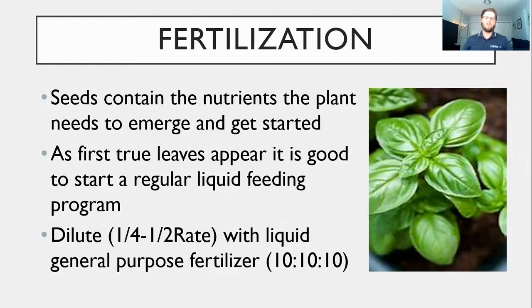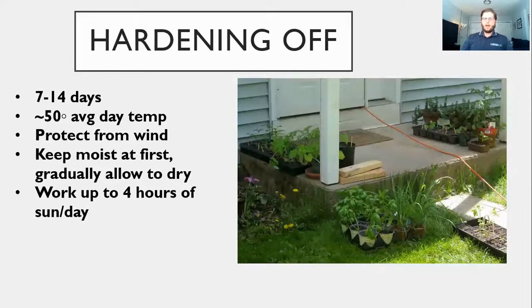But most of the time, what this comes down to is a dilute rate somewhere from 1/4 to half full strength with liquid general purpose fertilizer. So this would be our good old fashioned 10-10-10. You can use some things if you've made them yourself or you source them yourself. Fish emulsion, I know, is supposed to be quite good. It's nice and nitrogen heavy, even if it's a bit stinky, but if that's more in your practice, you could use it, again at something like 1/4 or a half rate.